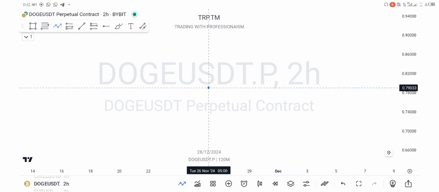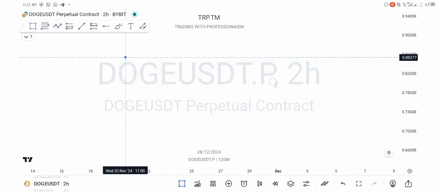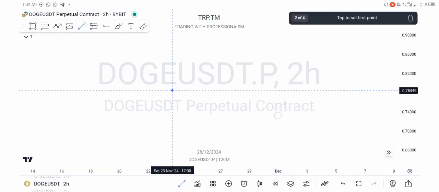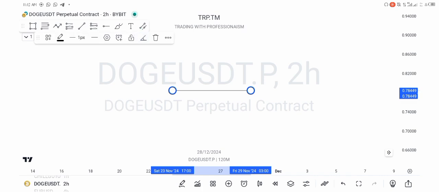So now, in the 4 hour, every candle you see in the 4 hour. Sorry, I'm very sorry. Sorry, let me off this.